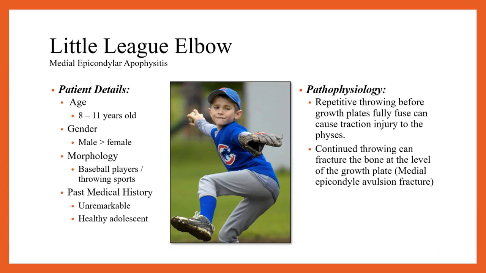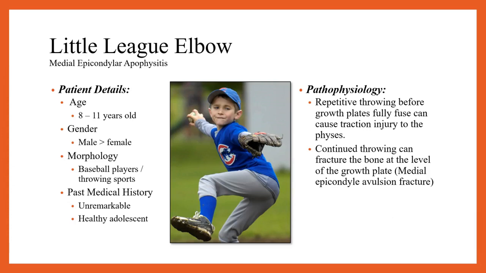And so at that point in time, when you're young, the ligament is stronger than the growth plate. The growth plate is the weak link, if you will. So as you're throwing and you're getting all that valgus stress, the growth plate is where you'll get the injury rather than the ligament. You'll probably see this term Little League elbow or medial epicondylar apophysitis.